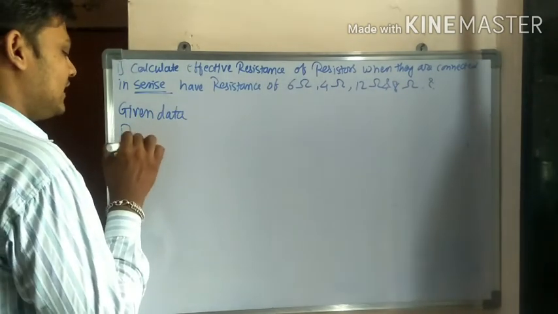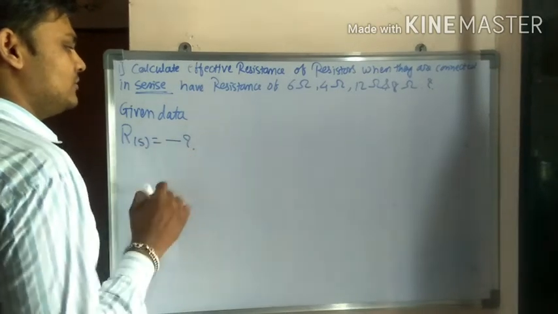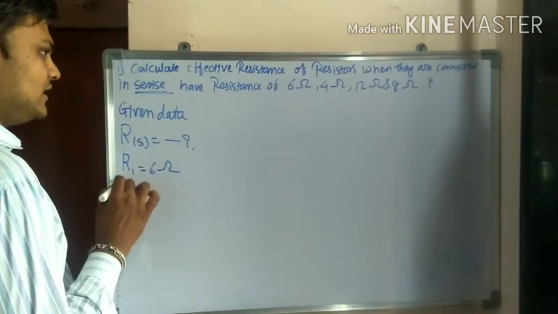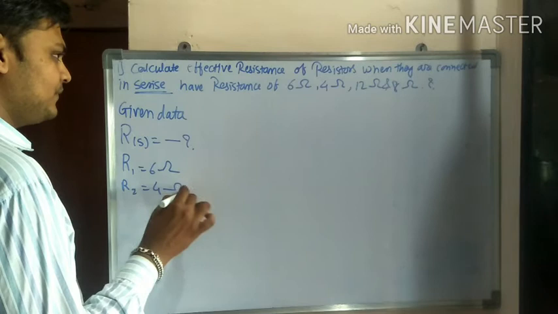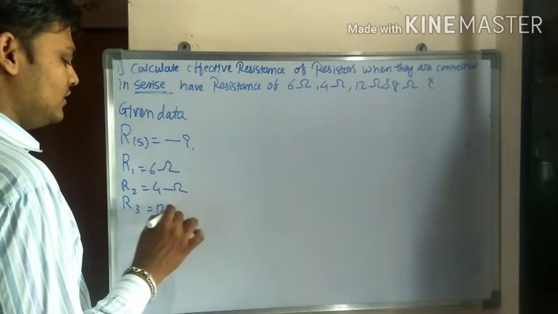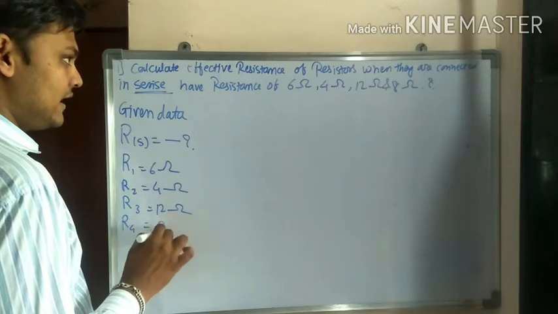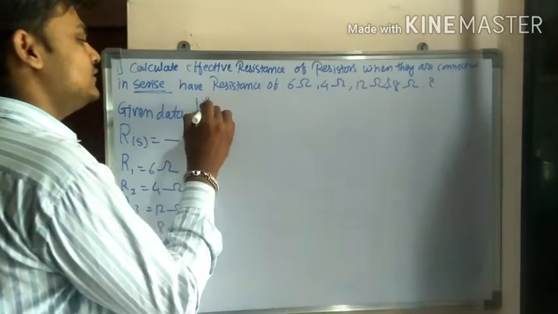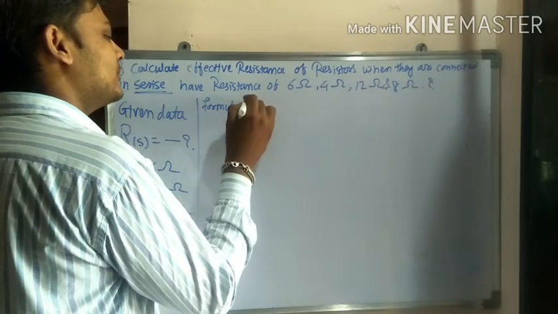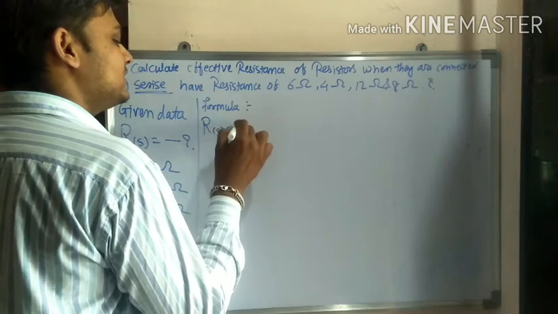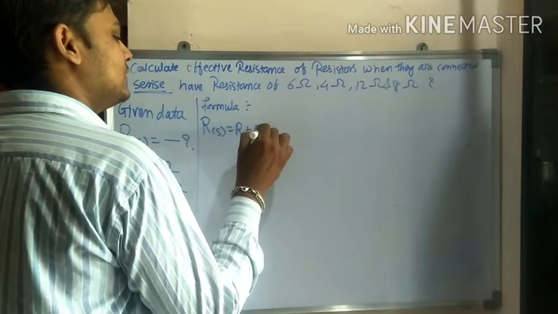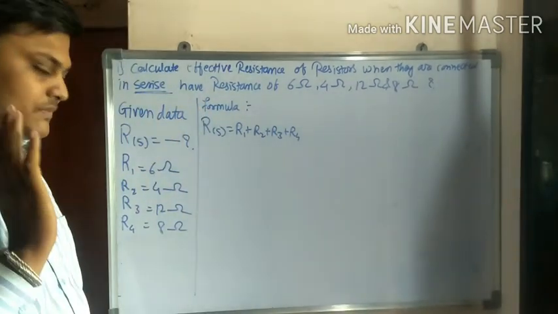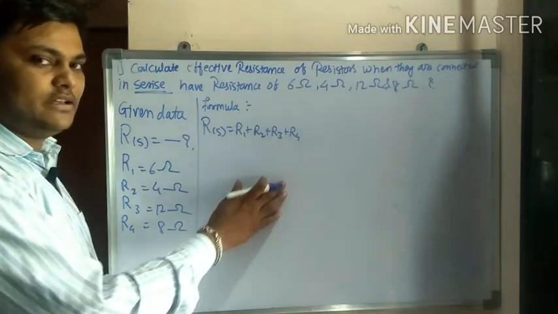What we have to calculate, RS is equal to question mark, because series we have to calculate. R1 is equal to 6 ohm, R2 is equal to 4 ohm, R3 is equal to 12 ohm, R4 is equal to 8 ohm. Now given data completed, next it's turn to write down formula. Resistance connected in series is equal to R1 plus R2 plus R3 plus R4. How many resistors are given? You have to see this first. 4 resistors are given, that's the reason we have taken here 4 resistance.